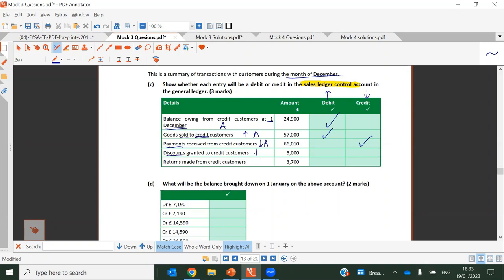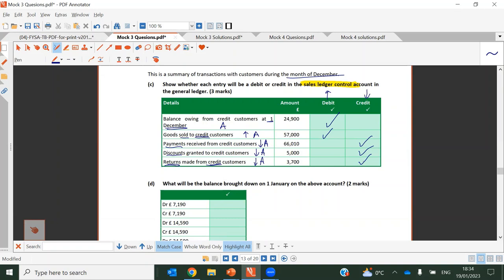And then we give some of these customers a discount. And now again, that's going to reduce the asset, reduce what we're going to collect in. Finally, some of our credit customers were either not happy, had overordered, but for whatever reason, they've sent some of those goods back. They do not expect to pay for those goods. We cannot collect that money in, and therefore that will also decrease our asset. So decreasing the asset with a credit.